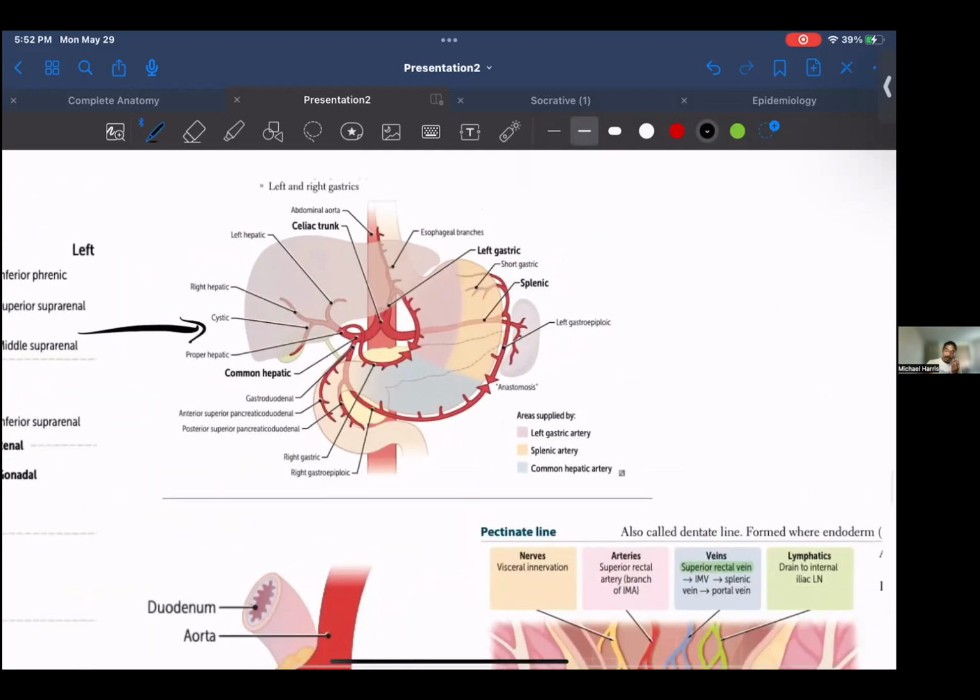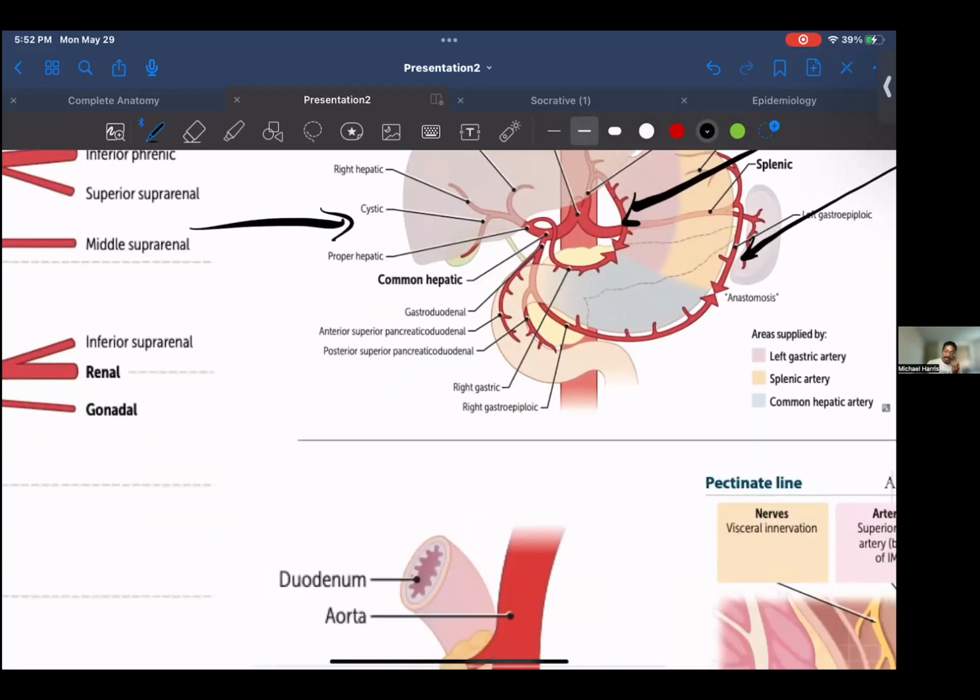I'm only going to point out the very big things, which is the anastomosis. Left and right gastric anastomose together, as well as the left and right gastroepiploics. Now, the last one I want to point out is the pancreaticoduodenal. The superiors anastomose with the inferior pancreaticoduodenals. These guys supply the head of the pancreas as well as the duodenum.